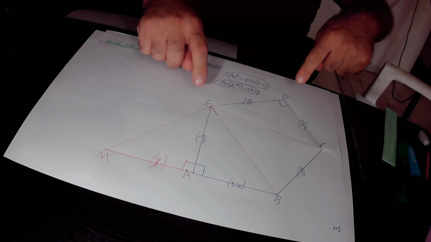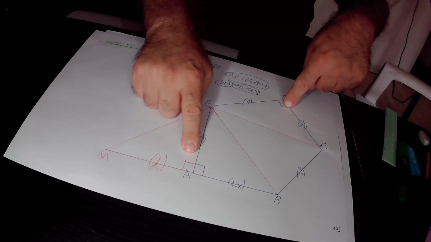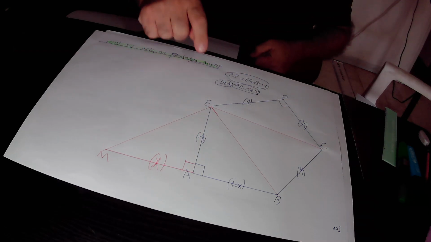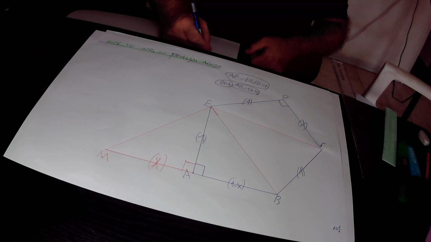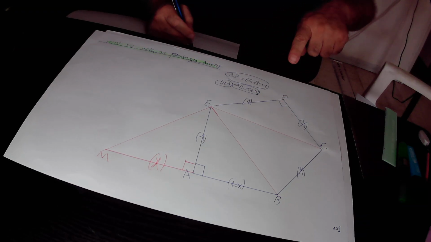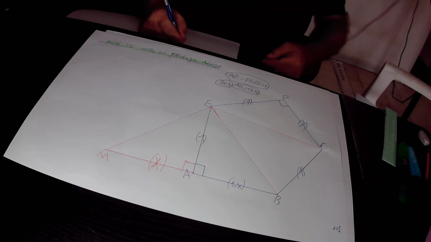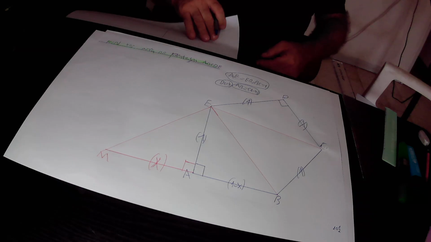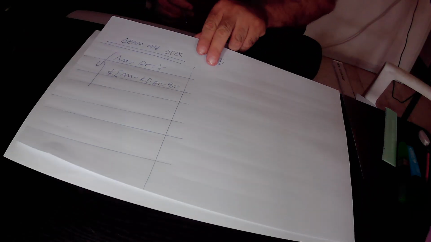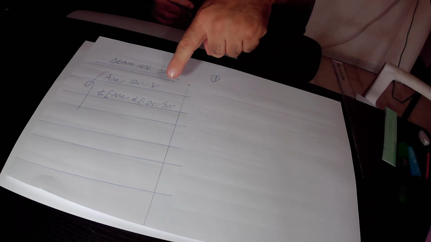In addition, those two angles are both equal to 90 degrees and therefore they are equal to each other. So here this is again angle EAM in the right triangle EAM, and it is equal to this angle EDC in the right triangle EDC. Again, you find that angle EAM in the right triangle EAM is equal to angle EDC in the right triangle EDC. They are both equal to 90 degrees and therefore they are equal to each other.